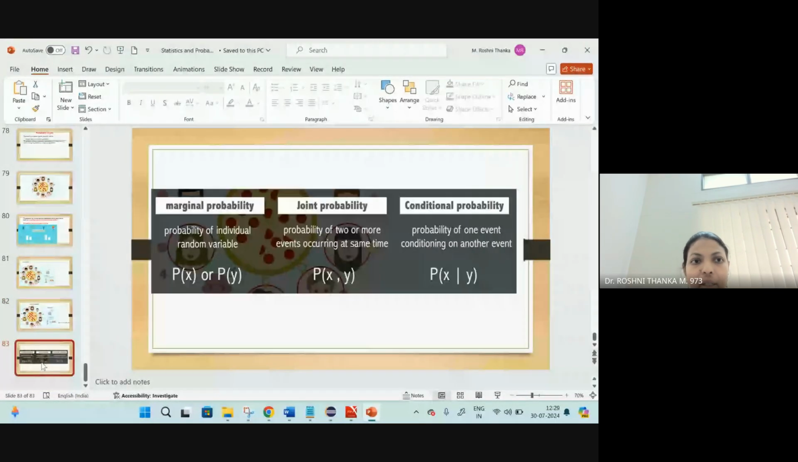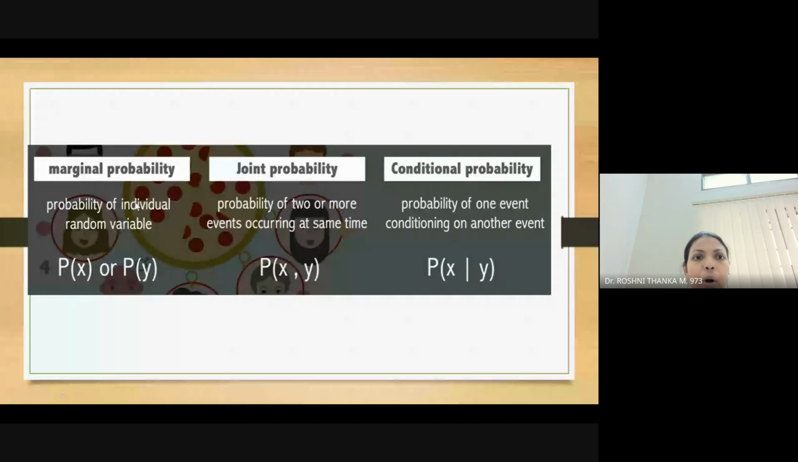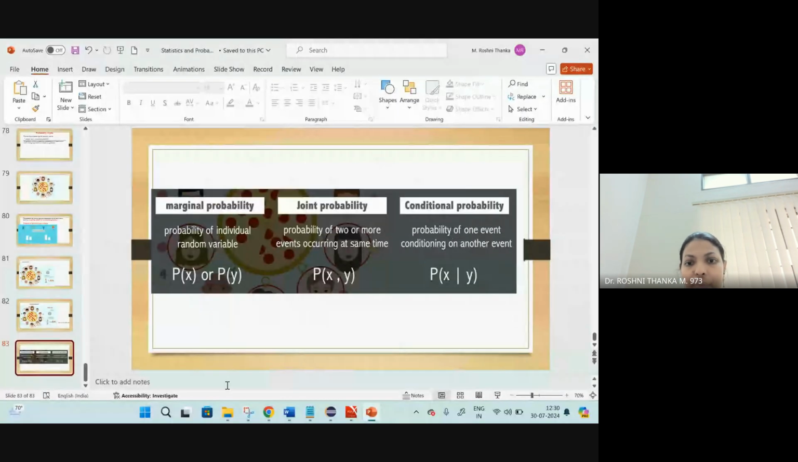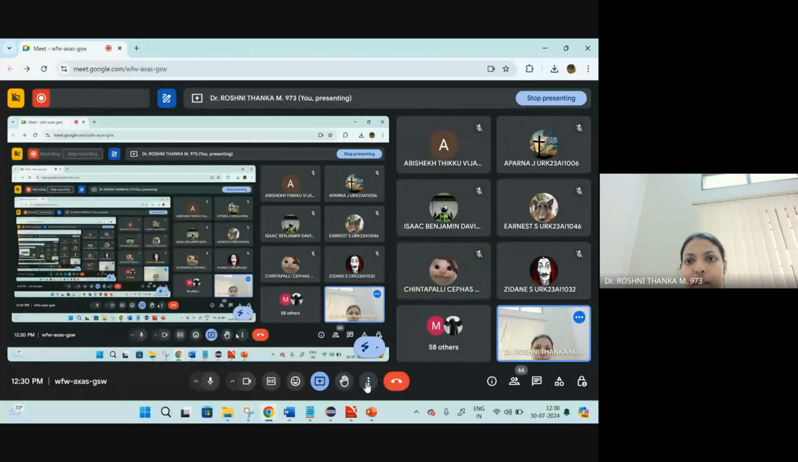So in general, we can say like this. Marginal probability means the probability of individual random variables, with the notation P of x or P of y. There is no connection between them; they are different individual probabilities. Joint probability means the probability of 2 or more events occurring at the same time, P of x and y. And conditional probability is one event conditionally occurring on another event. So the x event will occur based on the y event. I hope you got it. So do you all understand these different types of probability?